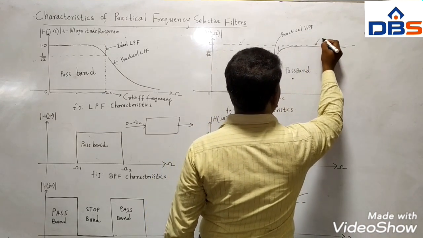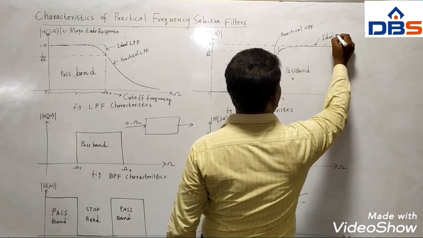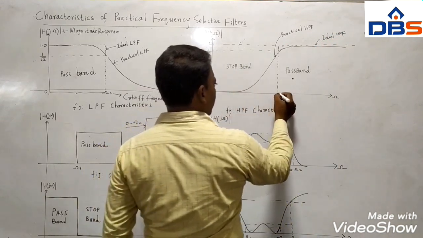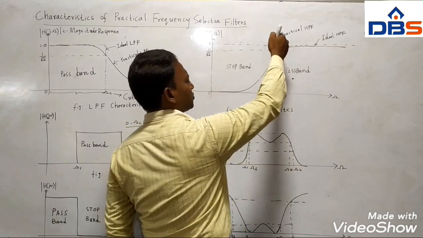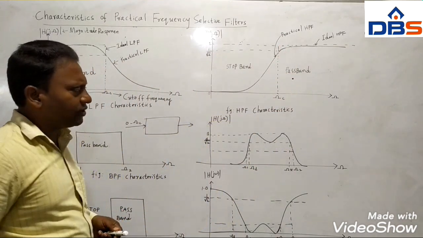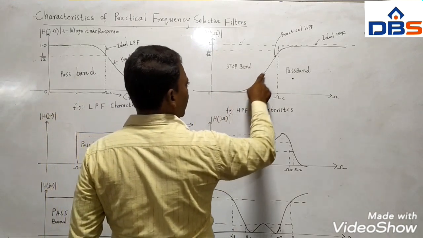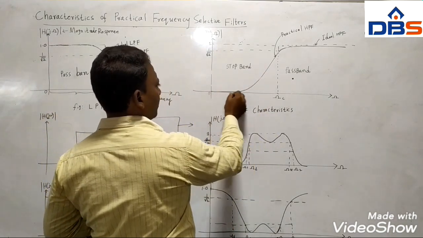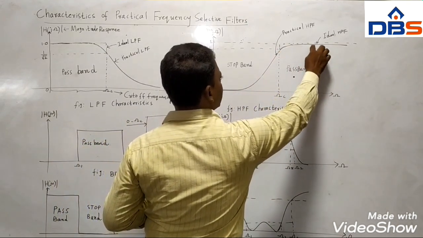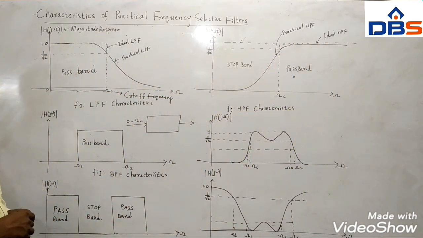This is the ideal high pass filter characteristics. Ideal means suddenly, at omega c, the magnitude response rises from 0 to 1. That does not happen practically; only theoretically can we say it suddenly jumps from 0 to 1. In the same way, in the practical characteristics, the magnitude response rises slowly, and finally at some frequency it reaches the maximum value 1. That is the high pass filter characteristics.